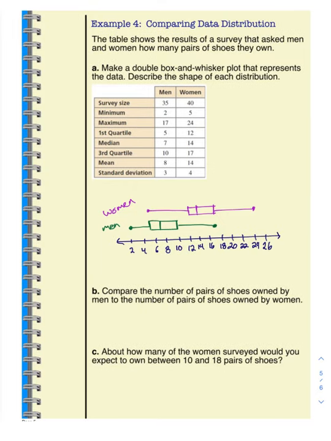All right, part B asks us to compare the number of shoes owned by men to the number of pairs of shoes owned by women. In general, women own more shoes than men, and that is proven by this box and whisker plot.